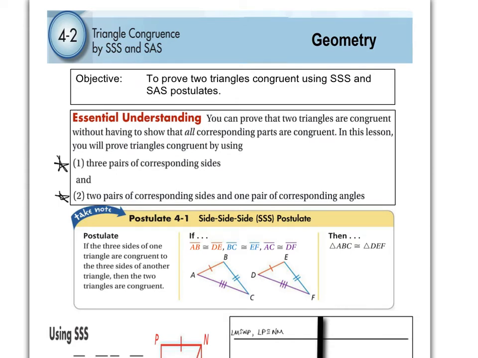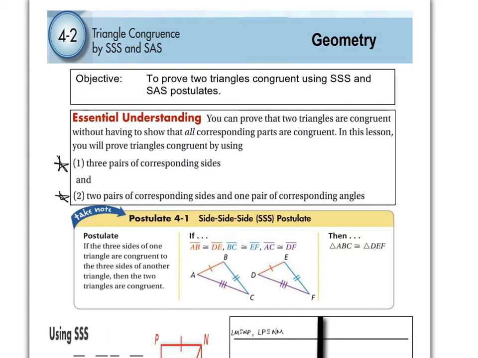Okay. All right. Now, we talked in section 4.1 about how we can prove two triangles congruent using all their parts with the definition of congruent figures. But you can prove that two triangles are congruent without having to show all the corresponding parts are congruent. In this lesson, we're going to prove triangles congruent by using two things. Now, in part 1, we're going to talk about 3 pairs of corresponding sides. Part 2 will be 2 pairs of corresponding sides and 1 pair of corresponding angles.